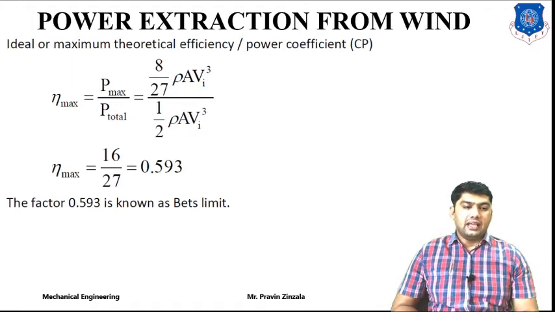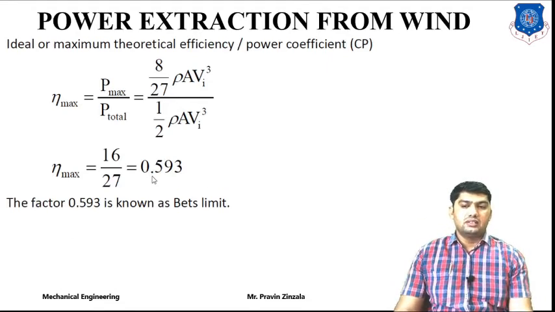Many times the exam also asks for the equation of Betz's limit. So you also have to derive this equation, meaning the maximum efficiency. First of all, you have to derive the equation of power, then the maximum power, and the maximum efficiency, which is maximum power divided by total power, and you will get the answer as a maximum percent. So it is called Betz's limit.